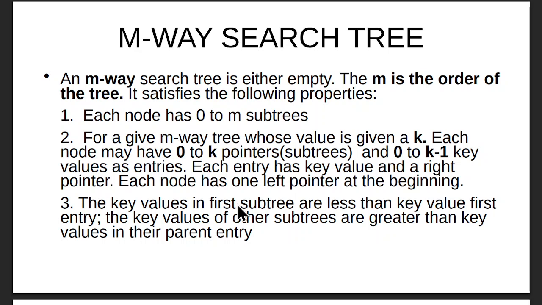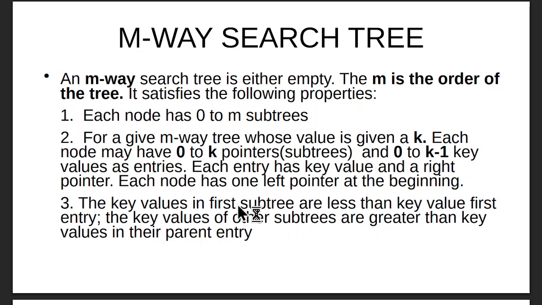And for an M-way tree, there is one node, that is the main node, which has a left pointer, and within that node you have entry nodes which have a right pointer. So these entry nodes have a key value, and they have a right pointer. You have to remember that as you enter key values into a main node, the leftmost key value is less than the right key value.